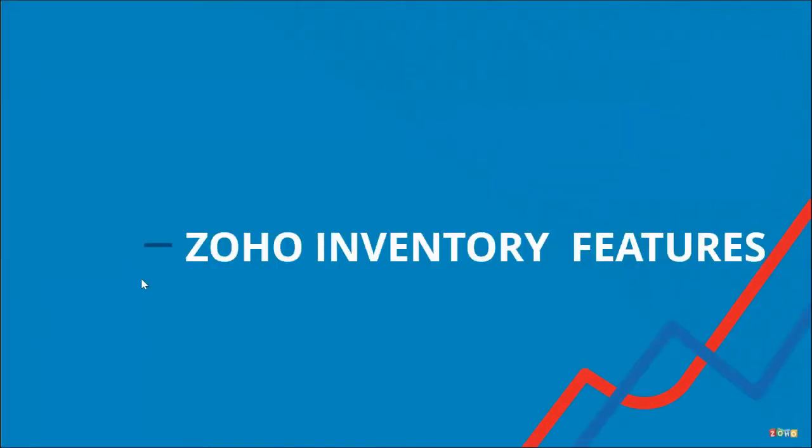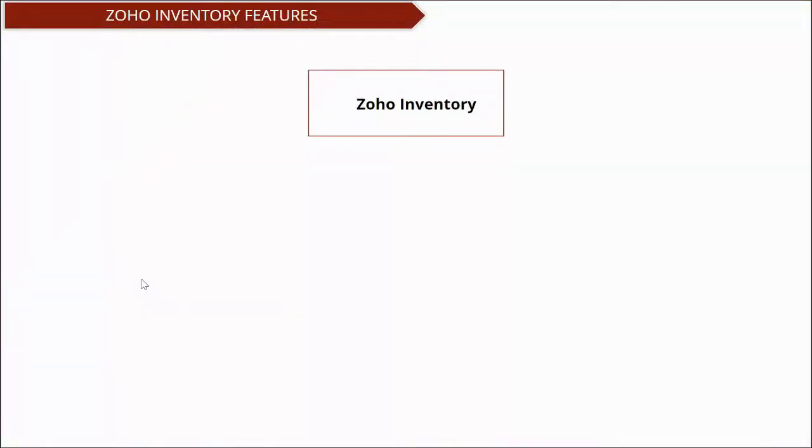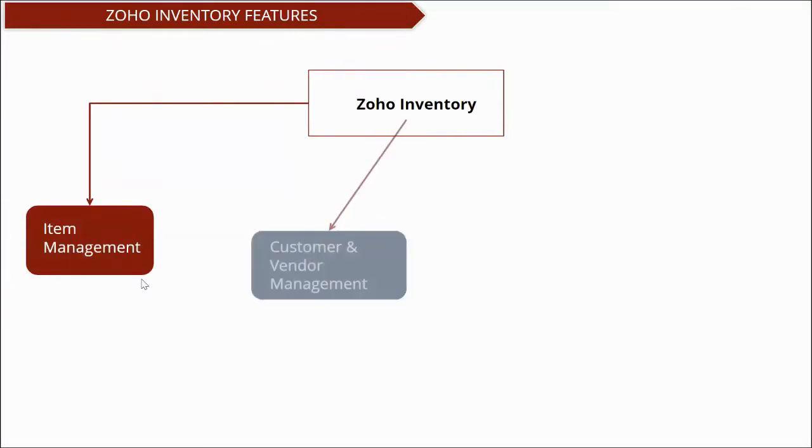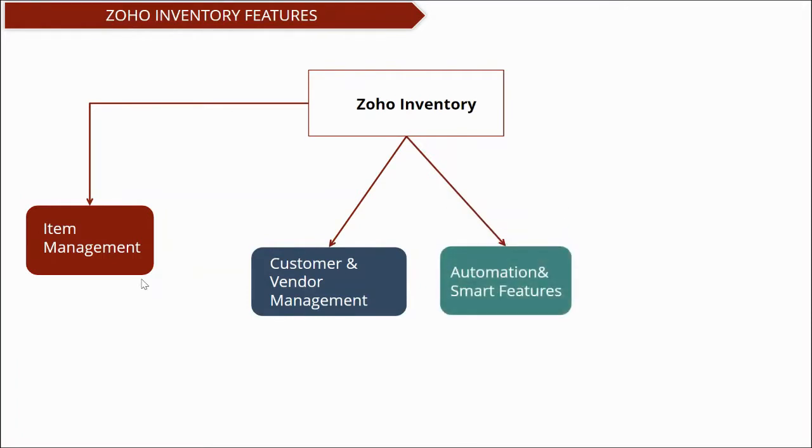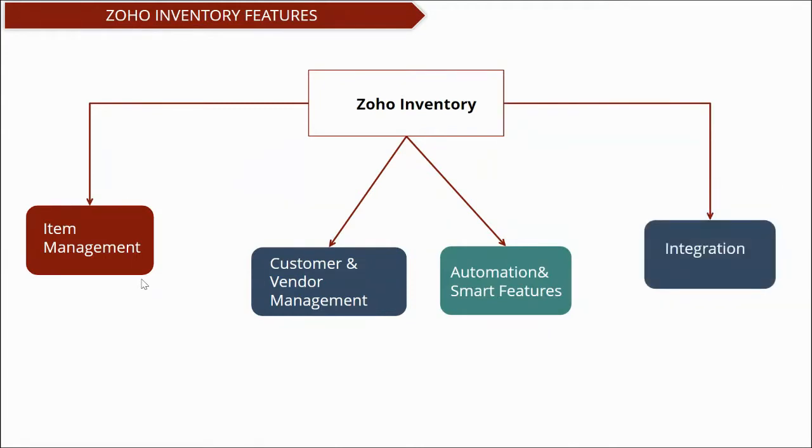So what are the features that are offered within Zoho Inventory? I've listed four predominant features. One is item management. The second one is customer lifecycle and vendor management, or vendor relations. Next comes automation and smart features. And the fourth one is integration. So now let's have a discussion on this one by one.